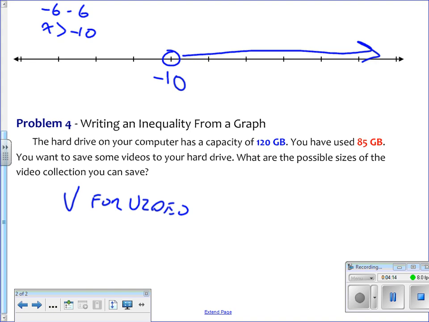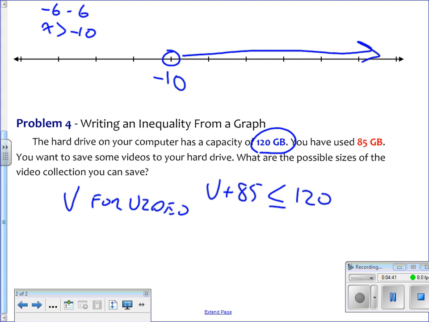My total capacity is 120 gigs. That's my total capacity. I cannot be any larger than that. So I have what I want to put on, the videos I want to put on, plus the 85 gigs I have already used must be less than or equal to 120. It cannot be larger. It can be exactly 120, but cannot be larger.